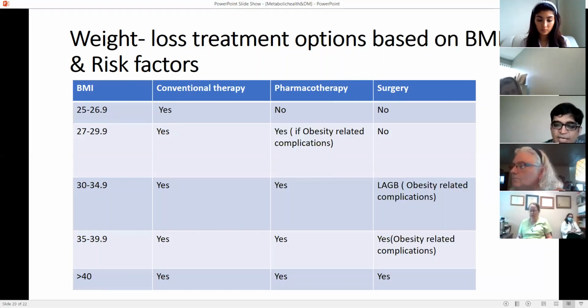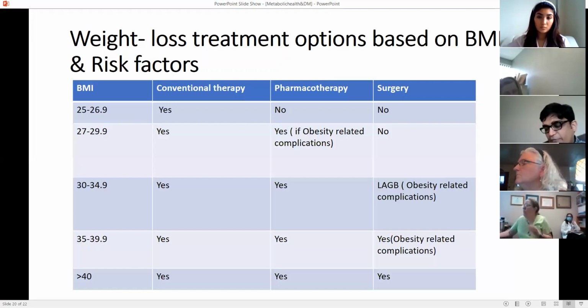Any patient with a BMI more than 40, which is considered morbid obesity, even if they don't have any complications, they don't have diabetes, they don't have arthritis, obstructive sleep apnea, the commercial insurances will pay for it, because eventually this will lead to diabetes and complications, so they will pay for it upfront.